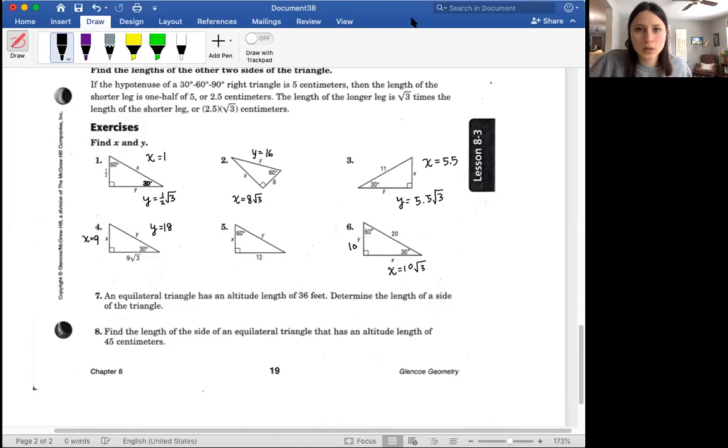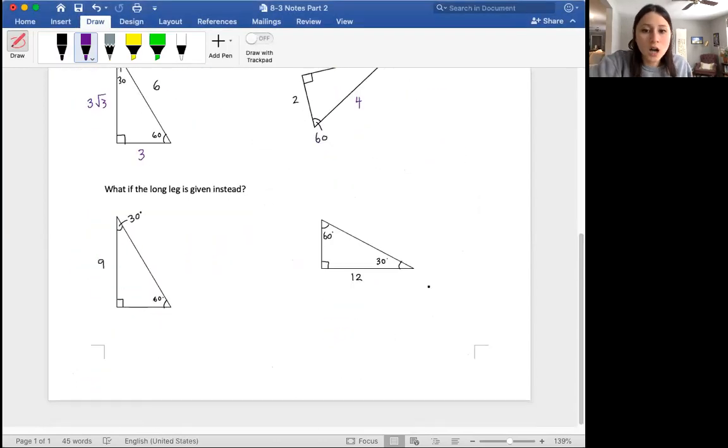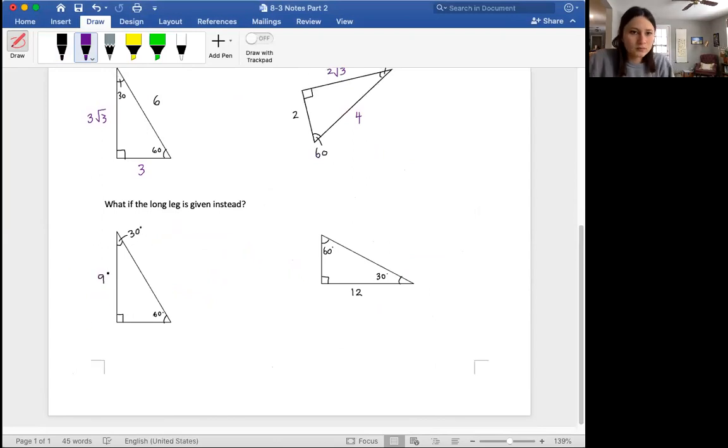All right, let's go back to our notes a little bit. Let's just briefly go over what happens if we are given the hypotenuse, or actually the long leg, but it's a whole number. So similar to what we were doing with the 45, 45, 90, where we had to work backwards, we're going to do the same thing here, right? The relationship between the long leg and the short leg is that the short leg times square root of 3 equals the long leg. So I'm going to say x times square root of 3 equals 9. In this case, I'm going to follow the same method to get x by itself.